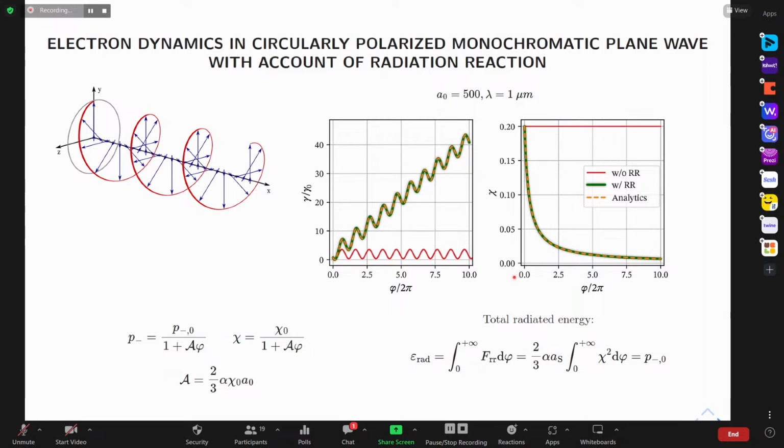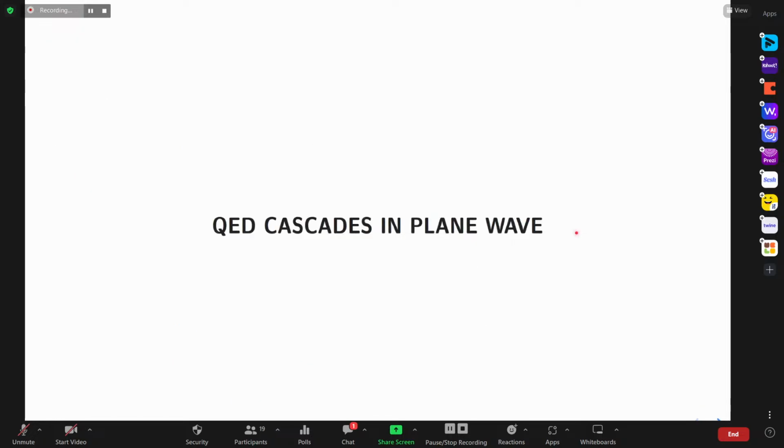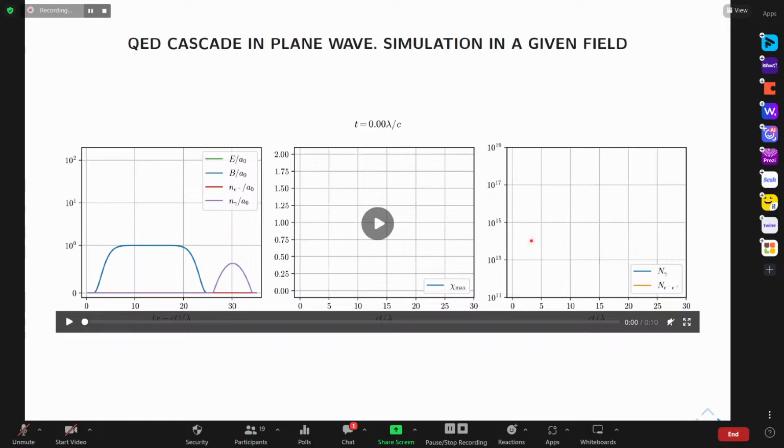So also from this solution, it might appear that plane wave is not an optimal configuration for observing QED cascades, because chi parameter of electron increases, and it's generally believed that for self-sustained QED cascade, at least, you need that chi parameter increases during the particle motion in electromagnetic field. But let me discuss QED cascades and plane wave in more detail, because it turns out it's not so simple. So on this slide, I showed the results of simulation, particle-in-cell simulation, where a bunch of gamma photons counterpropagate an intensive laser pulse.